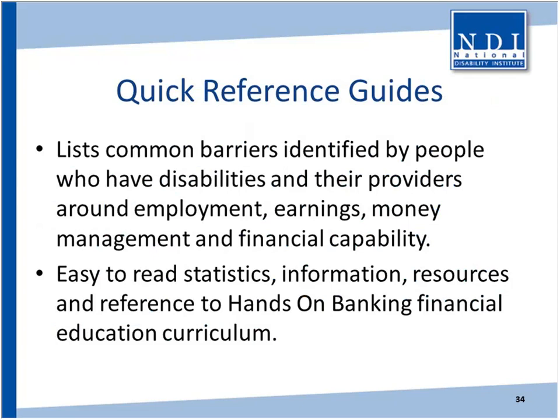So the quick reference guides list common barriers that are identified by people who have disabilities and their providers around employment, earnings capability, money management, and financial capability. So how did we identify these 15 common barriers? We surveyed the staff here at NDI that are involved with many employment and financial capability initiatives, and also our providers out in the community who concentrate their efforts on financial capability.